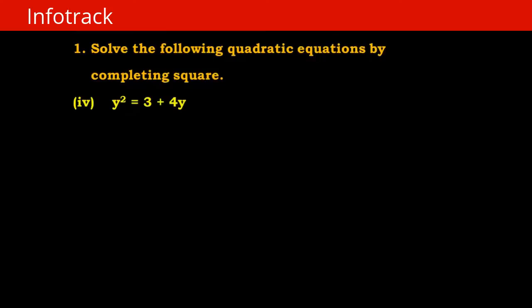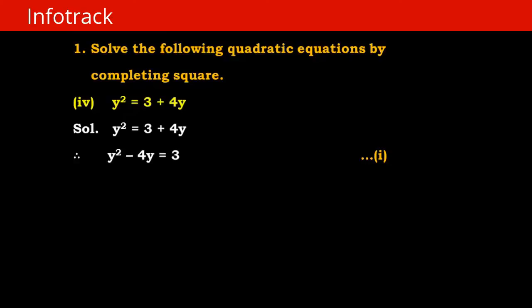y square plus 3y square is equal to 3 plus 4y. See, first you have to see the coefficient of the square term should be 1. It is 1. Now see, the constant term is at RHS. So you have to bring this 4y to LHS. You will get y square minus 4y is equal to 3. Equation number 1.